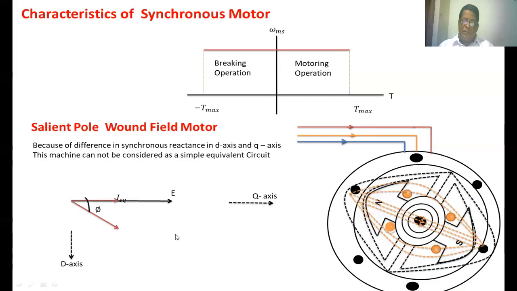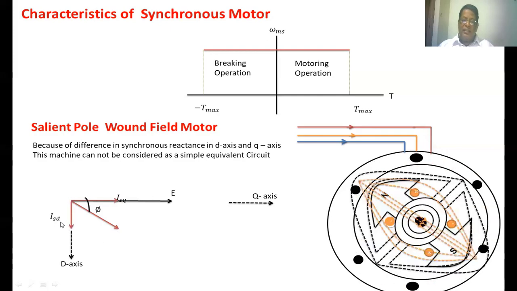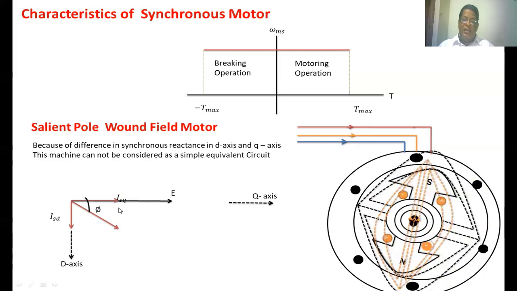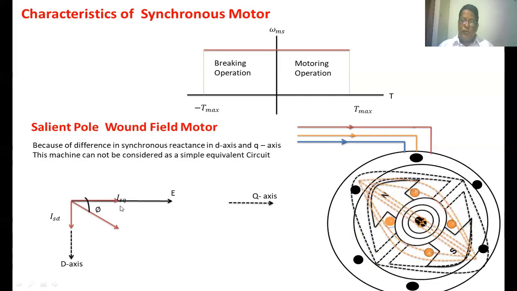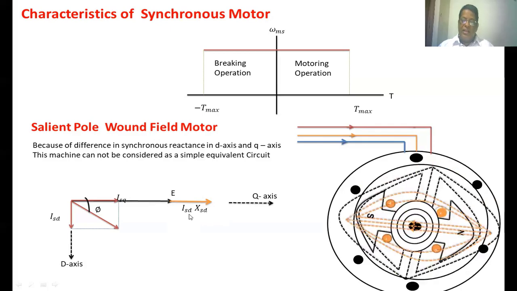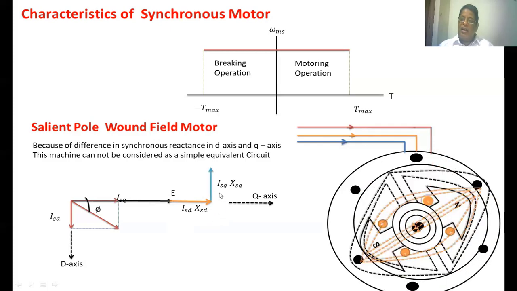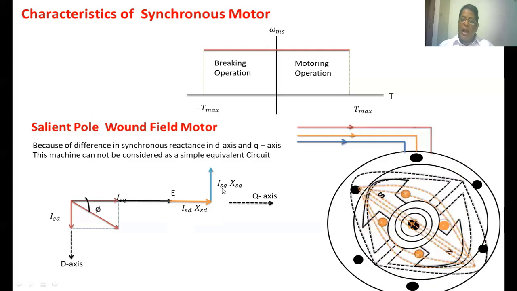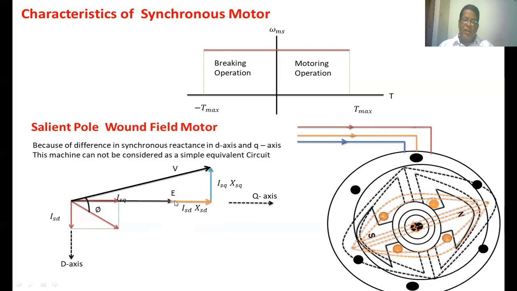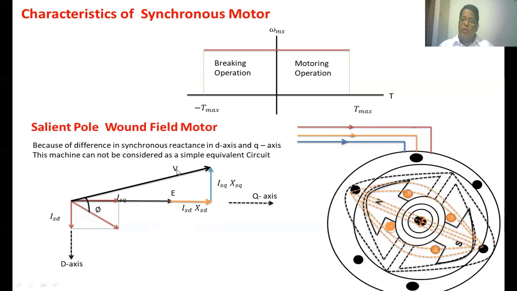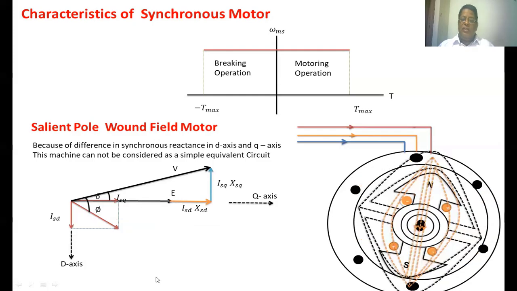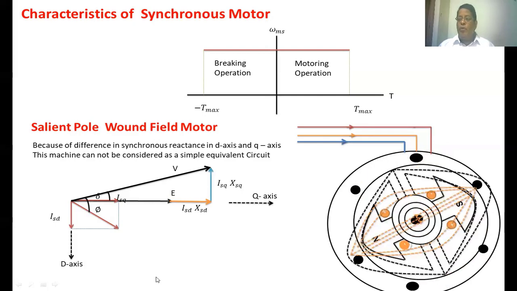Now this stator current can be resolved into two currents: the D axis current and the Q axis current. The D axis current is denoted by ISD. The Q axis current is denoted by ISQ. Now we add the reactance drop due to the D axis, ISD into XSD. Next we add the reactance drop due to the Q axis component, ISQ and XSQ. We find the phasor sum of the three vectors, which gives V, the voltage applied to the stator winding. The angle between voltage V and E is delta. This is the phasor diagram of a salient pole synchronous motor.